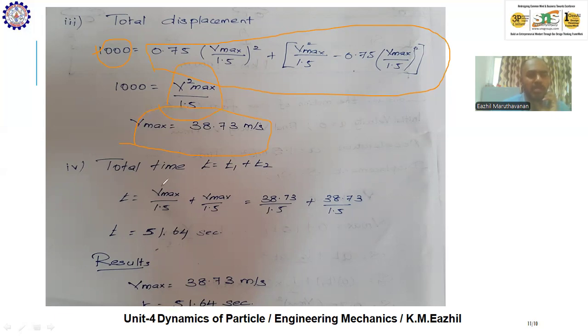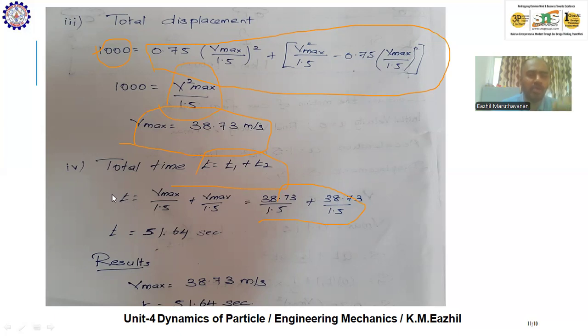They asked for the total time to reach the destination. The total time T is T1, which is V max by 1.5, plus T2, which is also V max by 1.5. So T is equal to 38.73 divided by 1.5 plus 38.73 divided by 1.5. We get the T value as 51.64 seconds.